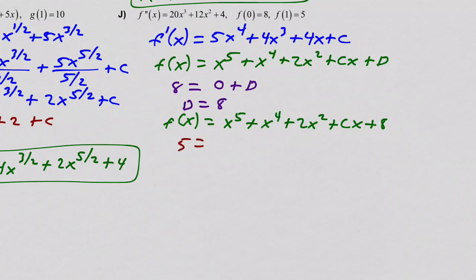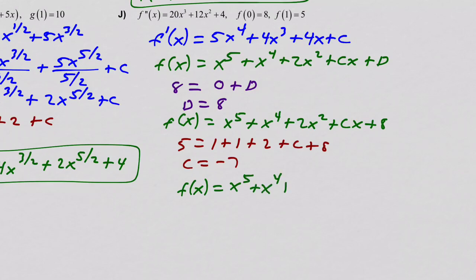So 5 is equal to 1 plus 2 plus c plus 8. As we simplify that one out, that will get us 12, and then c is going to get us negative 7. We'll make sure that's right here. 2, 4, 12, yep, negative 7. So our final equation will get us f of x is equal to x to the 5th plus x to the 4th plus 2x squared minus 7x plus 8.